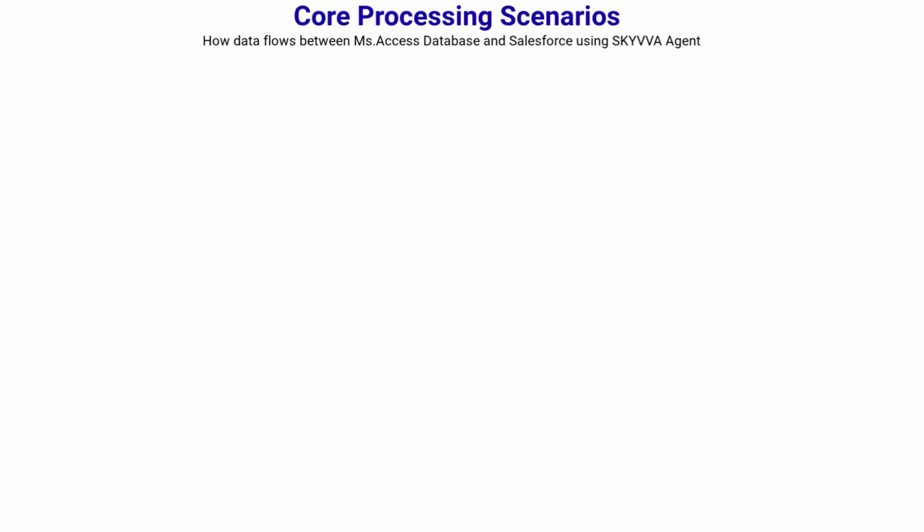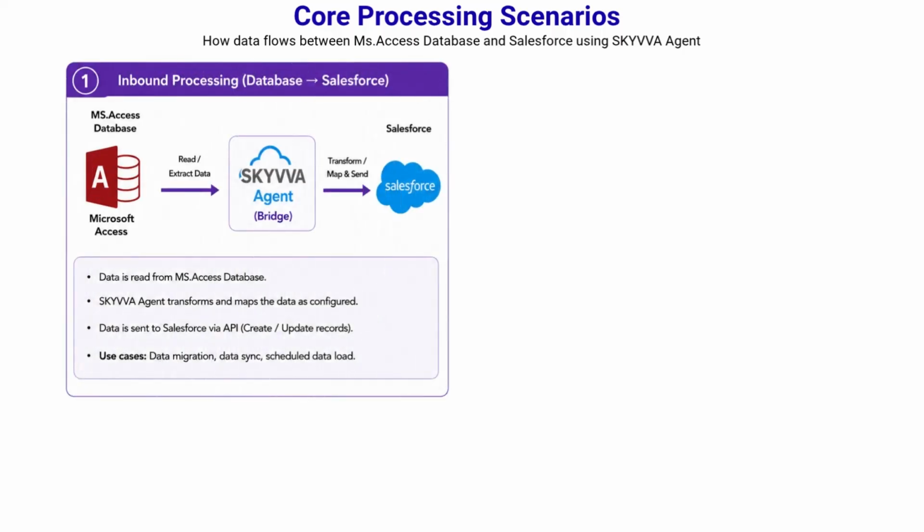Depending on the business requirement, data can either be transferred from Microsoft Access to Salesforce or from Salesforce back to Microsoft Access. Scenario 1. Inbound processing, database to Salesforce. In this scenario, Microsoft Access acts as the source system, while Salesforce is the target system.